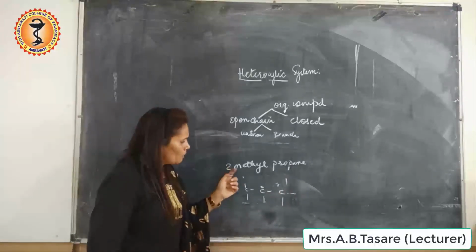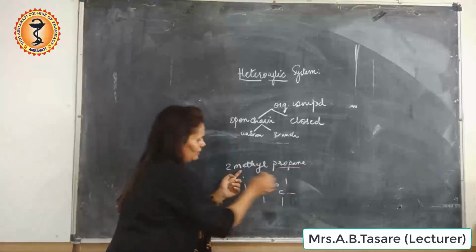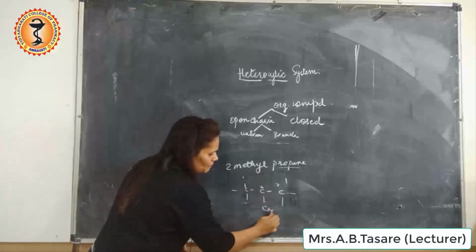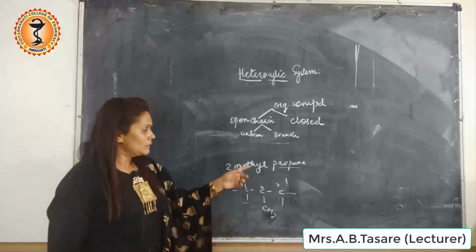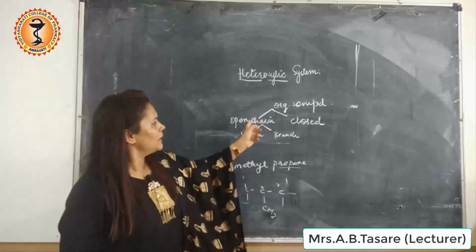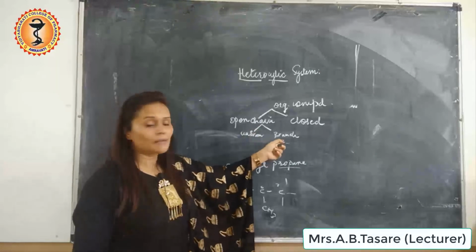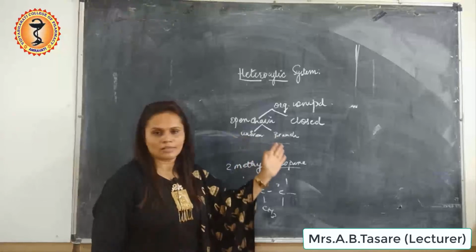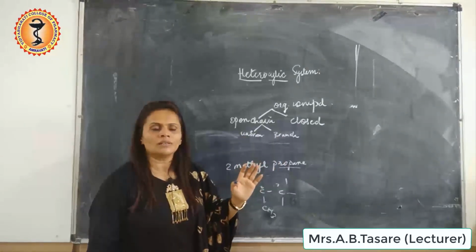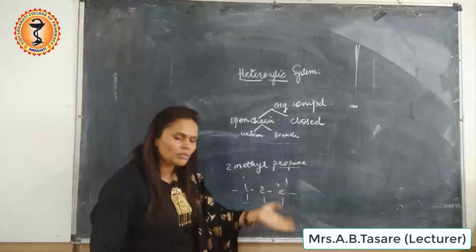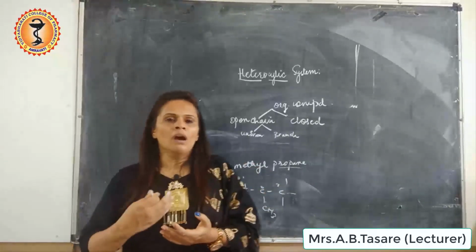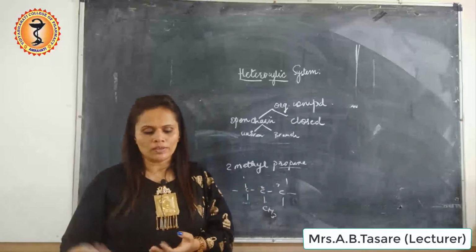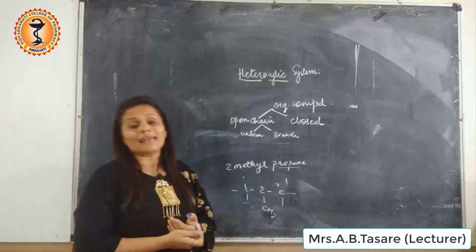Now, when we say 2-methyl, in the propane chain your second carbon will have a branching, that is your methyl. So this will be categorized under your open chain, into your branched chain compounds. You understood the difference between your unbranched and your branched one? Branching could be at the second position or the third position, depending upon what the given structure is.